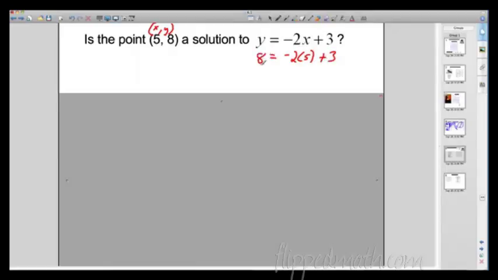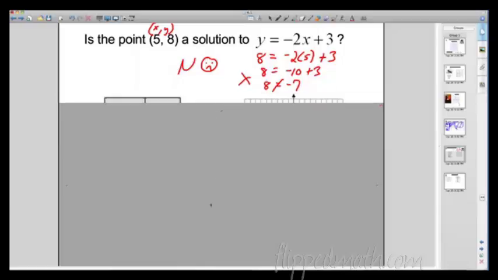Is this true? Does 8 equal negative 2 times 5 plus 3? Let's work it out. Negative 2 times 5 is negative 10. Plus 3, does 8 equal this? No, that looks like negative 7, doesn't it? No, this is not the case. So this is not a solution to this. 8 does not equal negative 7, so it's not a solution. So this point would not be on the line.